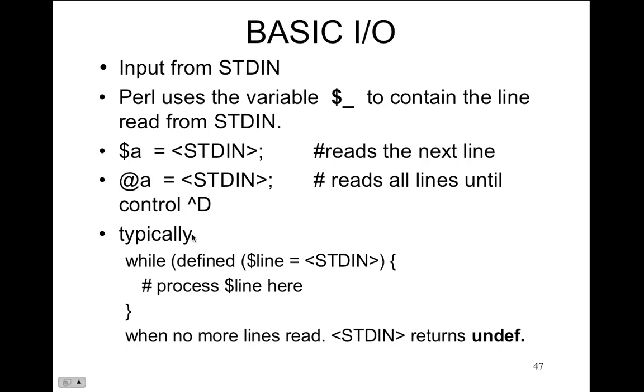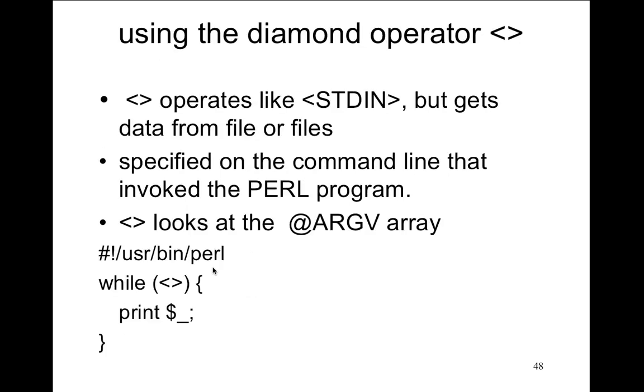And then typically we might have a while defined, while it is there, read in from the standard input and process line by line while we have items to read. When no more lines are read, the standard input returns undefined, so while defined. It's using the built-in functions to examine the input to see if somebody put something in there. It's like while getchar doesn't equal nothing.